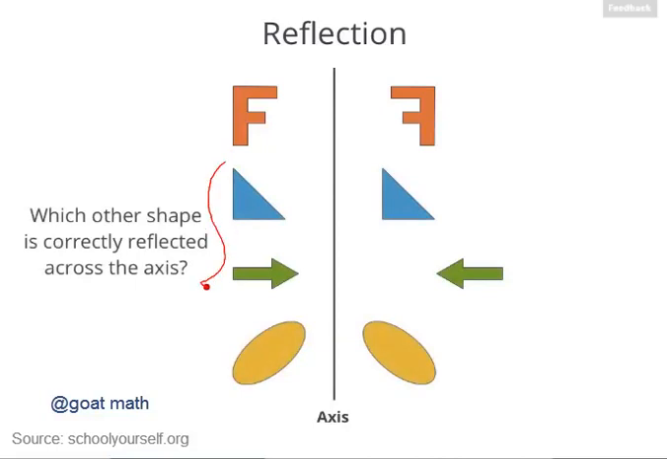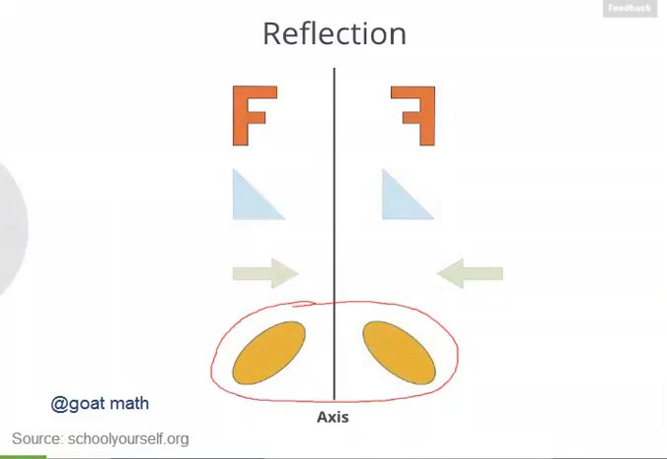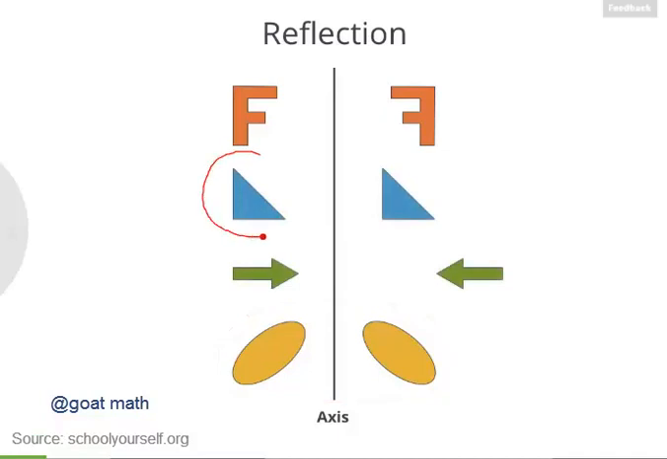Next, take a look at these three shapes here. Which has been correctly reflected across the axis? Right, only this ellipse down here was reflected correctly. To reflect this triangle, it should have been flipped around. And to reflect this green arrow across the axis, it should have been over here instead.